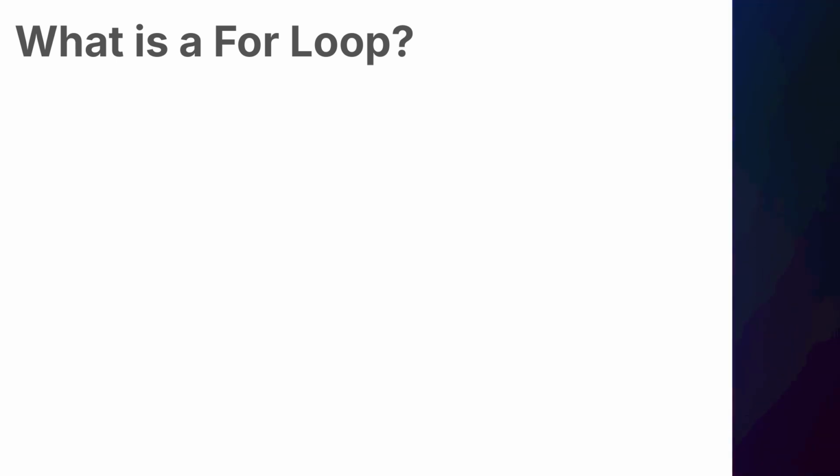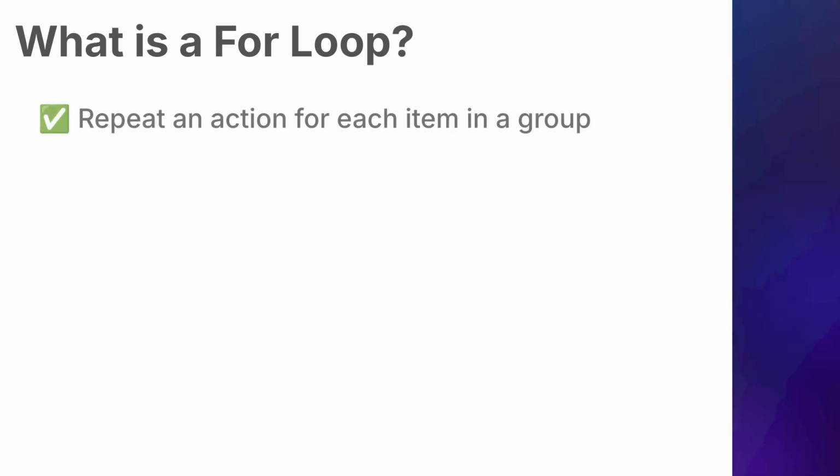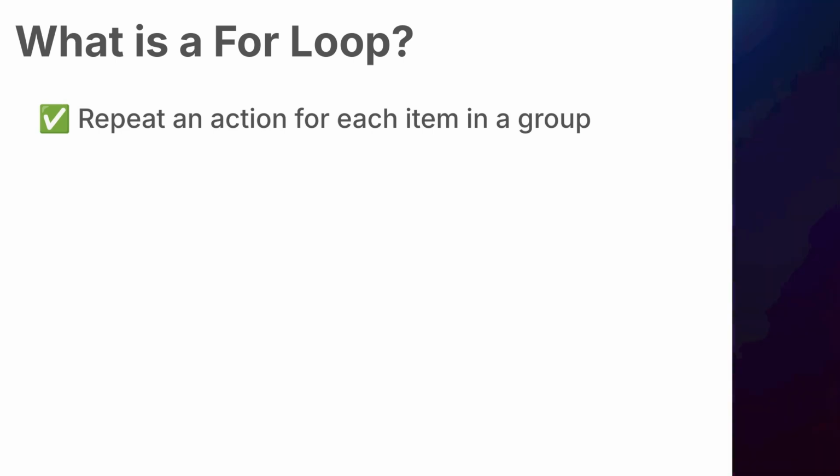What is a for loop? A for loop is a tool in Python that lets you repeat an action for each item in a group, like a list, a string, or a range of numbers.